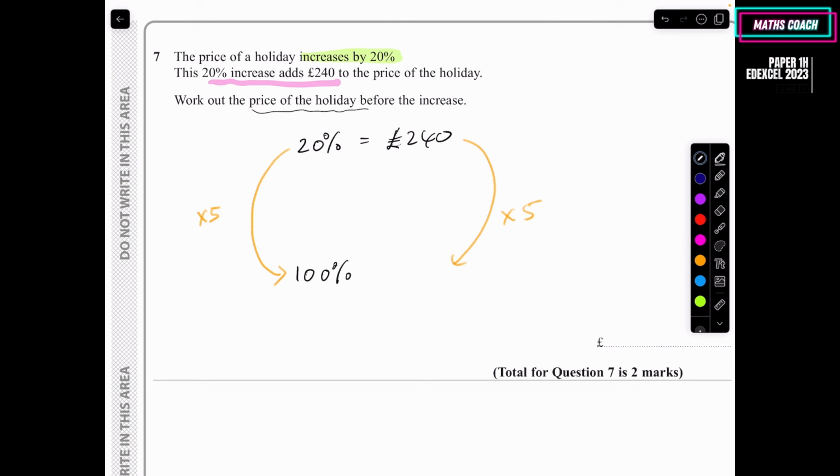But what you can do, I just wanted to use this opportunity to teach you that. If you ever multiply by 5, what you could do is multiply by 10 and then divide the answer by 2. So 240 times by 10 is 2,400, and 2,400 divided by 2 is 1,200. Okay, so just something else that you can learn here. Anyway, the answer is £1,200.